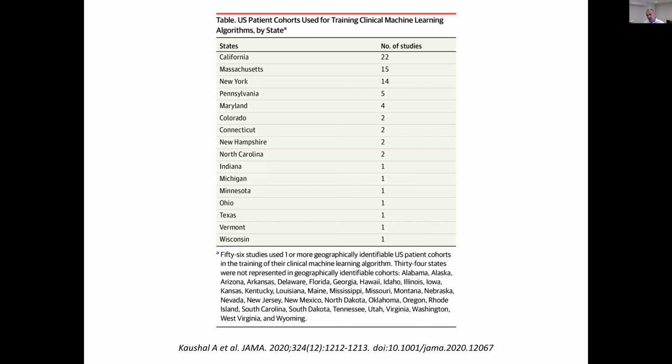This was a recent publication from JAMA, and they investigated the geographic location of the cohorts used to train these models, and they found the vast majority of them were from California, Massachusetts, and New York, and they found that 34 states in the US were not represented whatsoever. And it's fair to assume that there must be some population level differences between Palo Alto, Boston, New York, and these 34 states that aren't represented.